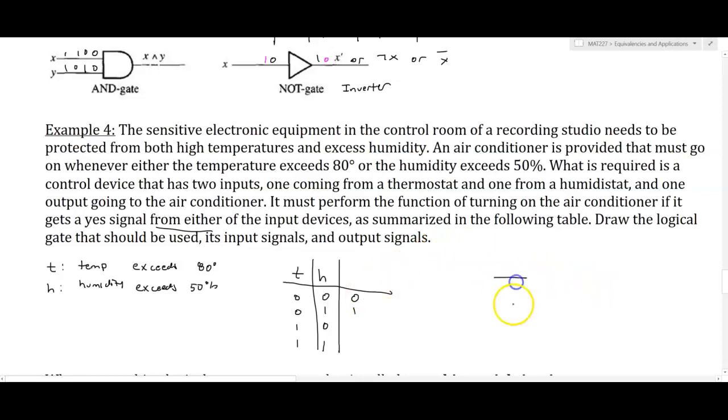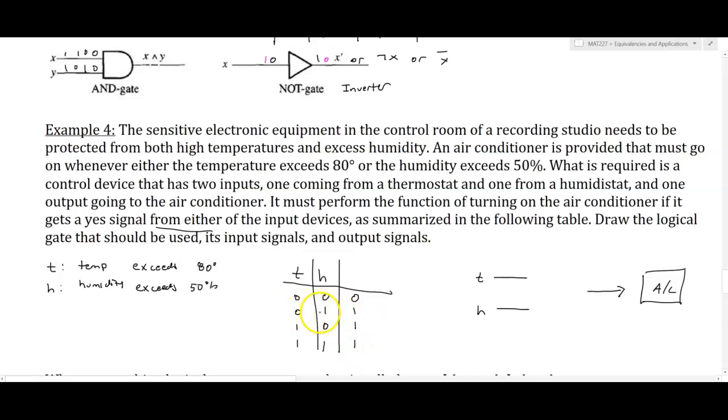So here we can kind of visualize it like this. We have 2 inputs. We have T, we have H, and then we're going to have 1 output, which is going to be what's sent to the air conditioner. So we'll say this goes to the air conditioner. So we'll continue building this. So if the temperature exceeds 80 degrees, but the humidity is below 50%, we want the air conditioner to be given a signal to turn on. And if both of these things happen, definitely we want that AC to turn on.